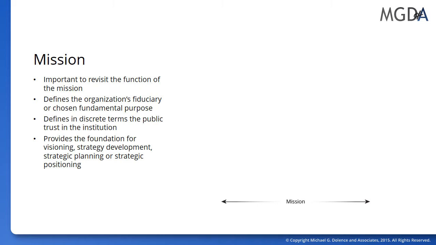Defining in discrete terms the function or responsibility the public trusts the organization to perform provides the primary touch point for assessment and evaluation by queuing up the question, are we fulfilling our fiduciary function? It provides the foundation for visioning, strategy development, strategic planning, and strategic positioning. Mission is represented as a bidirectional line at the base of the diagram.